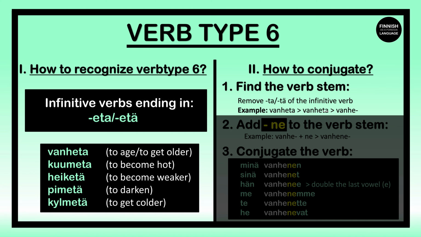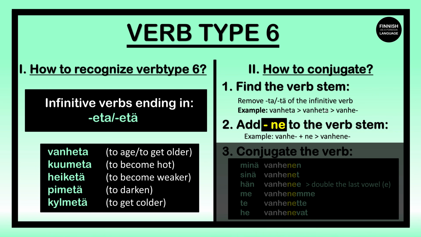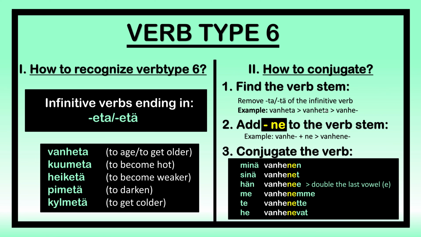Number 1, finding the verb stem. So that means we have to remove ta or te from the infinitive verb. Our example is vanheta. We remove ta and we get vanhe. This is our verb stem. In the second step, we add ne to the verb stem. For example, vanhe plus ne is vanhene. Now in the third step, we add the personal endings to the vanhene.